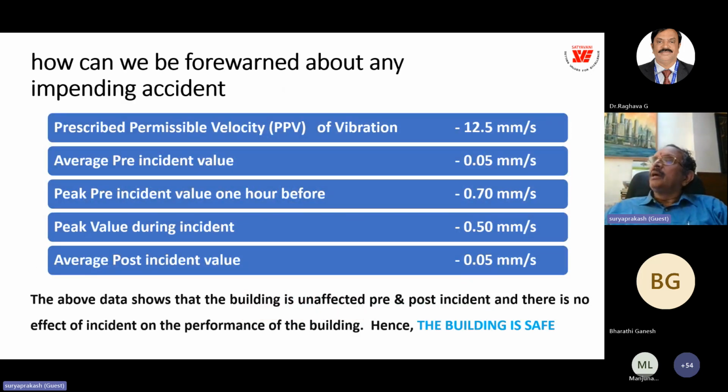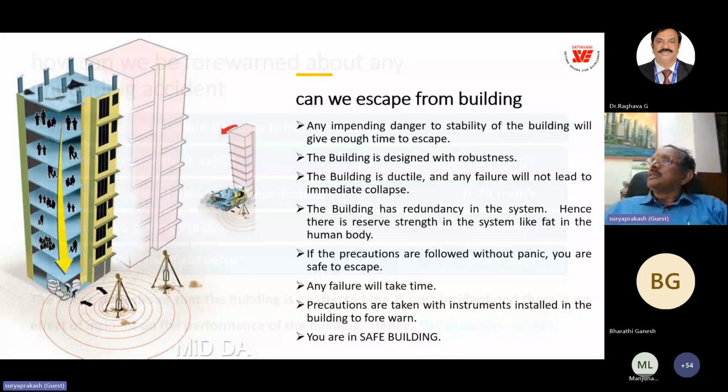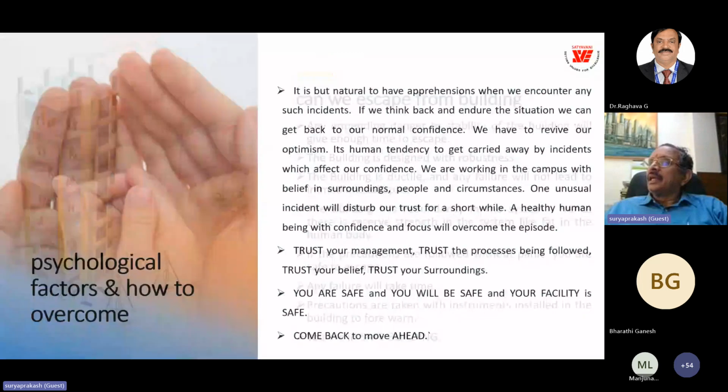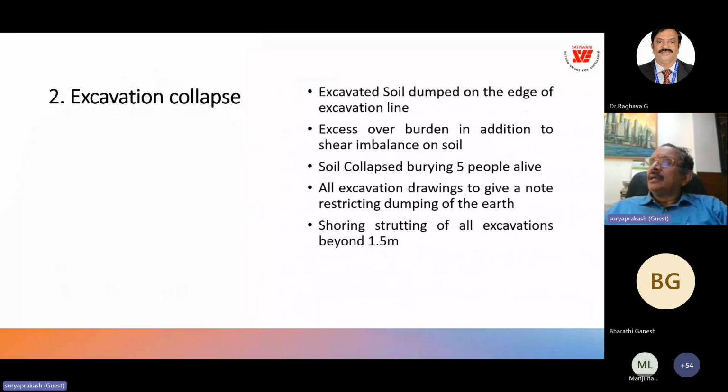So we also verified the velocity of vibration; the permissible velocity of vibration is 12.5 millimeters per second. We recorded the average and peak pre-incident values and found that the existing building was not affected. So this is how you can escape from the building. The escape routes are given, a public address system is there, and we have also considered the psychological factors.